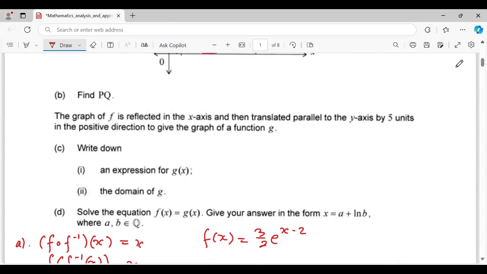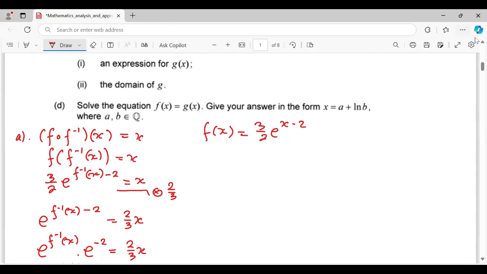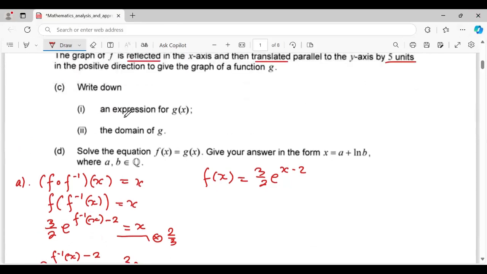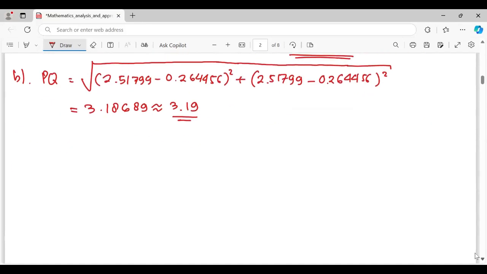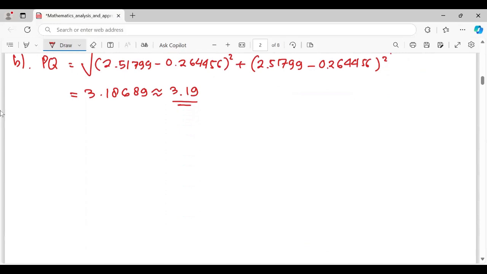Part C. The graph of f is reflected in the x-axis and then translated parallel to the y-axis by 5 units in the positive direction to give the graph of a function g. The question: write down an expression for g(x).